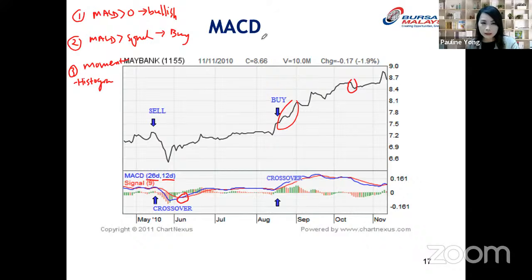Okay, so MACD, like the MA line, because this MA is from this moving average. So we are looking at moving average. In fact, MACD is another form of a moving average line.